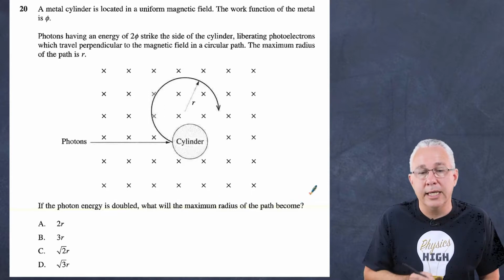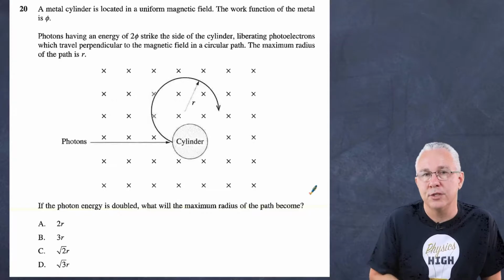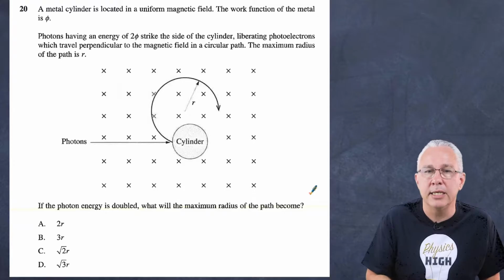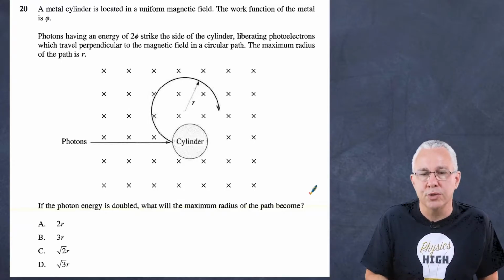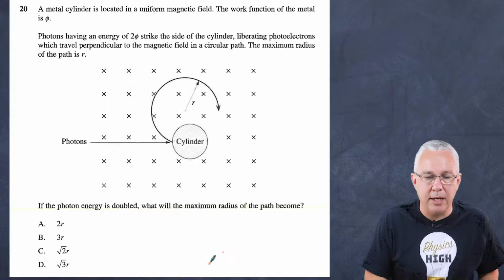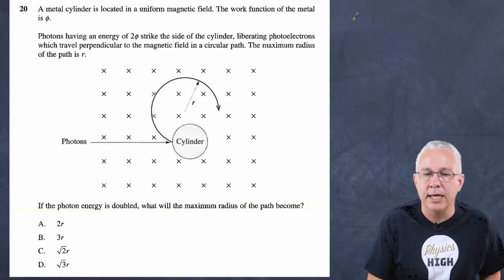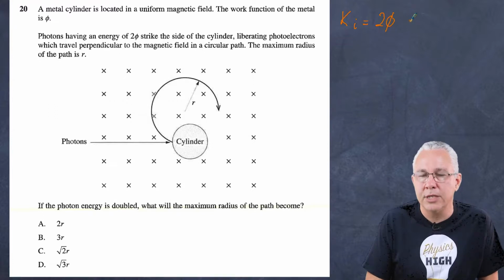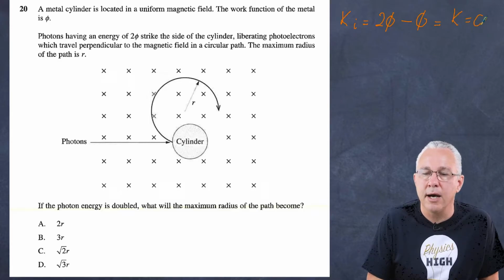Now this again is tying together two important concepts. First is the whole idea of the photoelectric effect, which is in module 7. And the second is the idea of charges and fields, which is in module 6. So to start off, we need to look at our kinetic energy before and afterwards. The kinetic energy initially is equal to the energy that they receive, which we're told is, in the beginning, 2 phi. But of course, they lose some of that energy due to the work function, which is phi. So our initial kinetic energy is equal to phi.